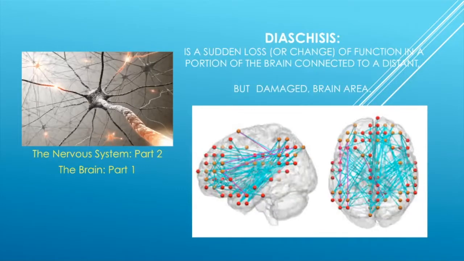The next word I'd like to introduce you to is called diastasis. Diastasis is actually a very important aspect of the brain. Diastasis means a sudden loss or change of function in a portion of a brain that is connected to a distant but damaged brain area. As you can see there, the brain has many points of function and connection. So if one part of the brain is damaged, it can actually affect another part that wasn't damaged, because the information coming from the damaged area is reduced or altered, it can alter that other part, and that's called diastasis. So there you have it.